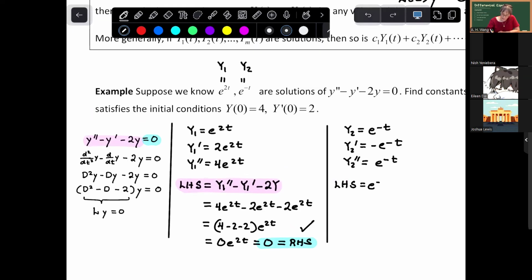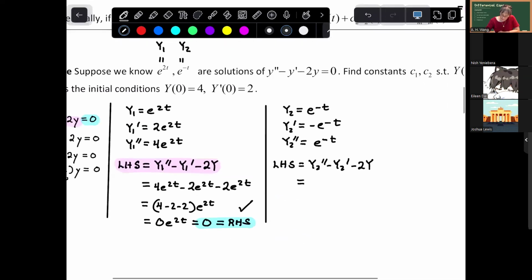Oh, you know what? I'm going to write it out. Okay. I'm going to go y2 double prime minus y2 prime minus 2y. So then it's more clear. Okay. Then this was the pink after you stick it in. All right.